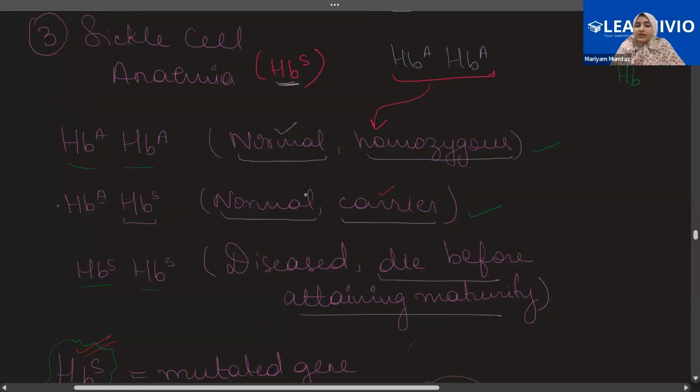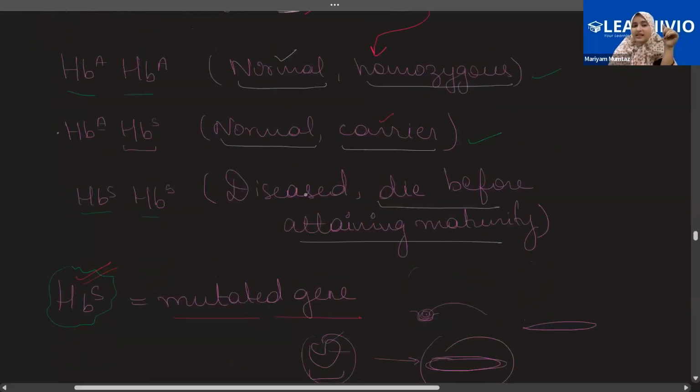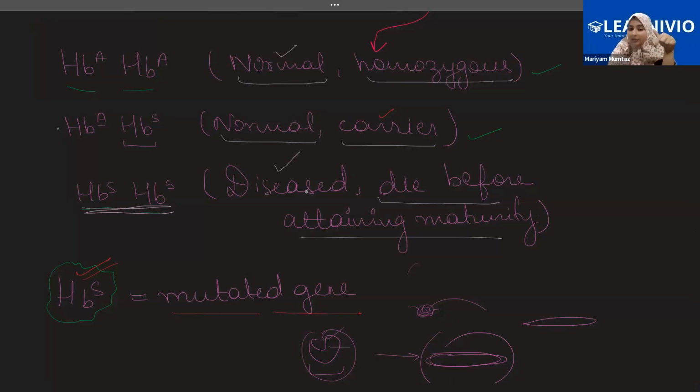Yes. HBA and HBS is the heterozygous condition. So here also the individual will be normal, but they will be a carrier. Since this is also a recessive disease, autosomal recessive, it will express in the homozygous form. So HBS homozygous is the mutated gene. Here the individual will be diseased and they die before attaining maturity, meaning they don't survive for a very long period of time. Why and what happens in this disease?